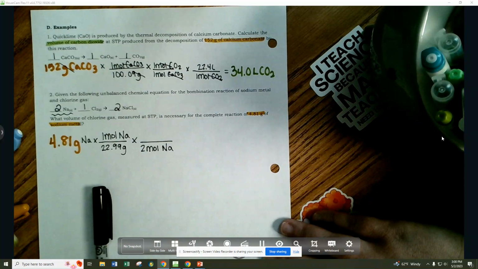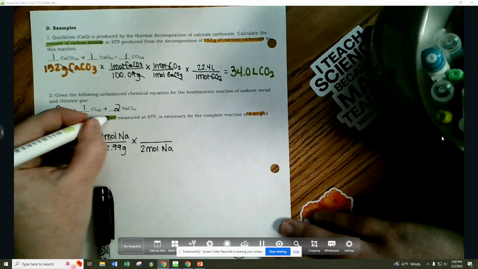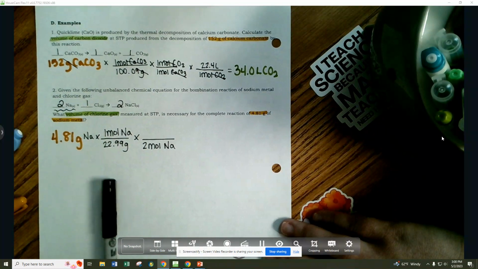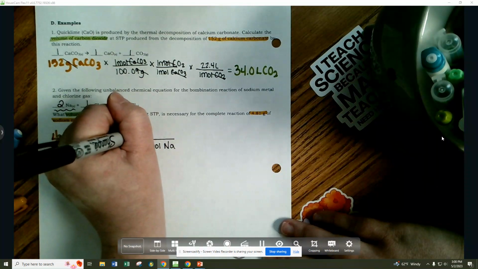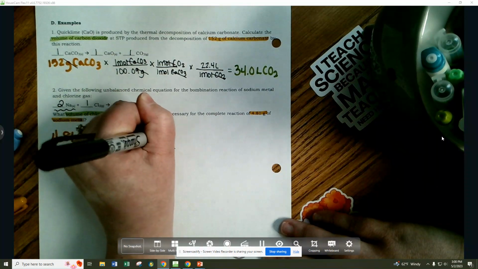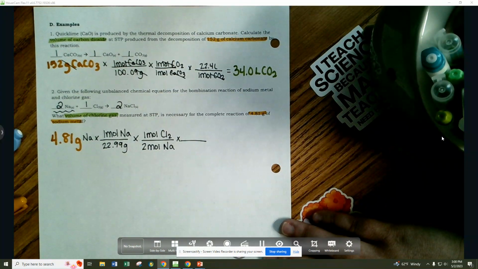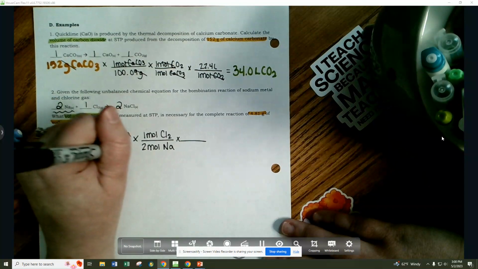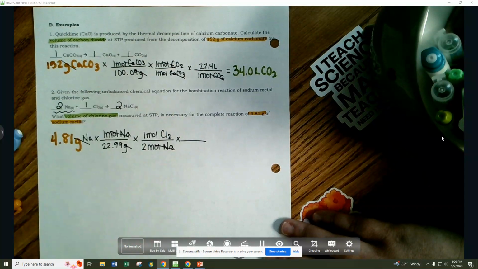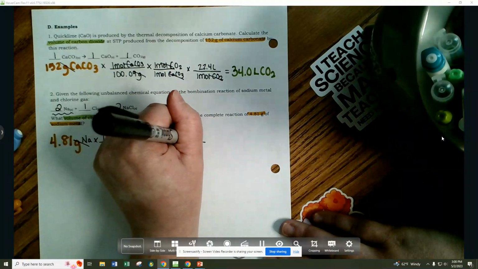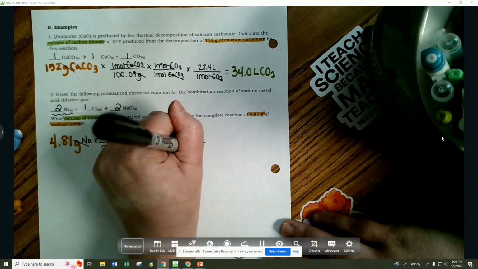And then if I read through the problem, we want to figure out the volume, meaning liters of chlorine. This ratio is a 1-to-2 ratio. For every 1 mole of chlorine, you need 2 moles of sodium to make the salt. So lastly, looking at units, my grams have canceled, my moles of sodium have canceled. It wants it in the specific unit of volume. So 22.4 liters is to 1 mole.